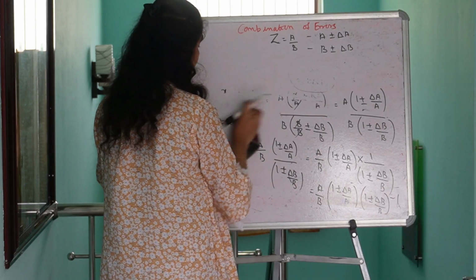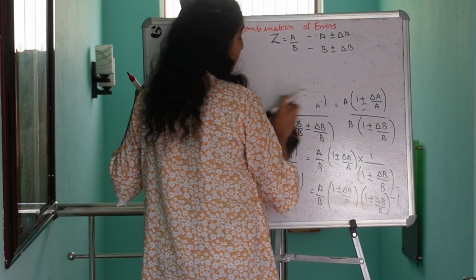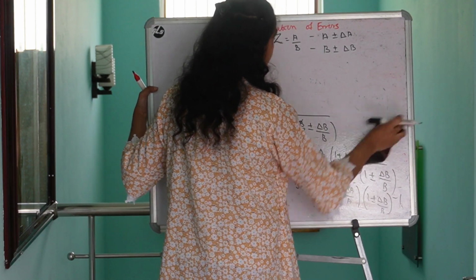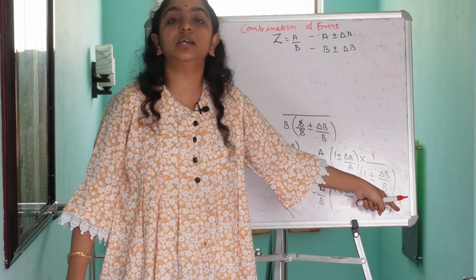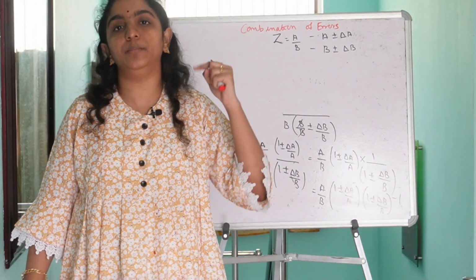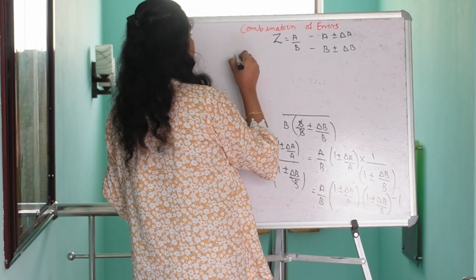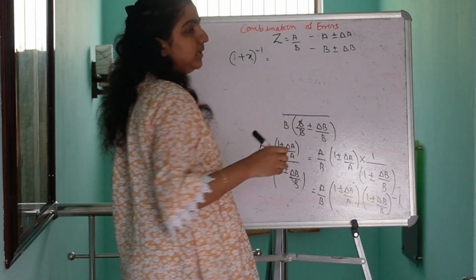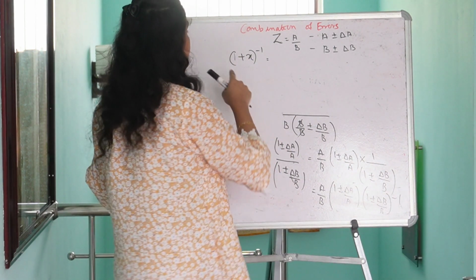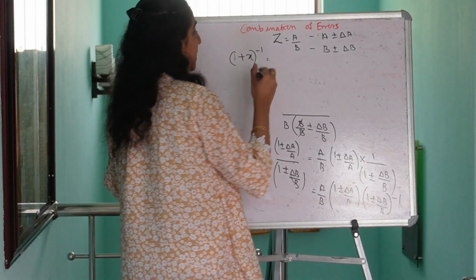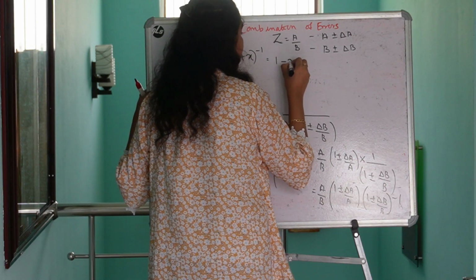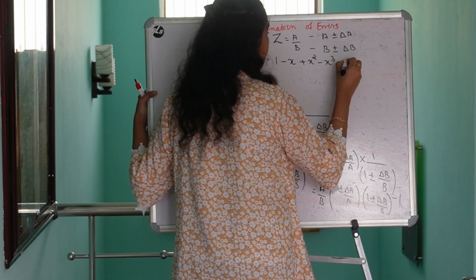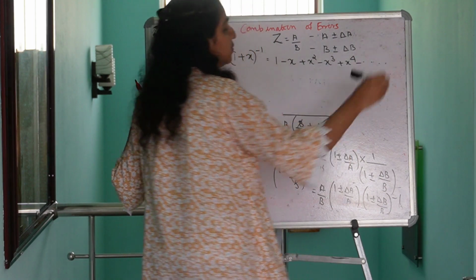Now here we got the power as minus 1, isn't it? Here we have to expand this particular equation using the concept of binomial expansion. Yes. We learned 1 plus x the whole inverse, or we can say 1 plus x the whole to the power minus 1, equals 1 minus x plus x square minus x cube plus x power 4 minus, it goes on like this, isn't it?